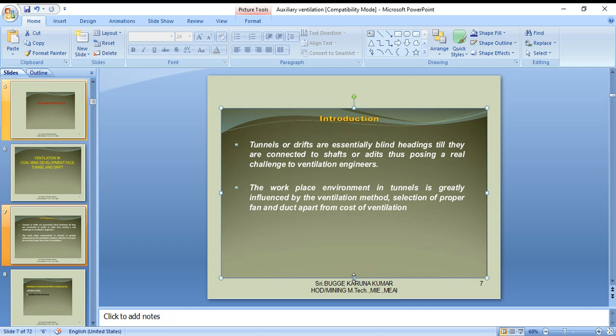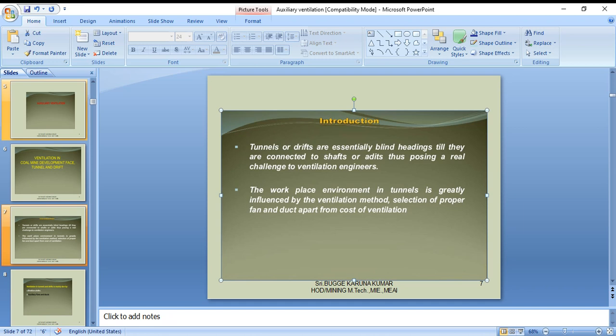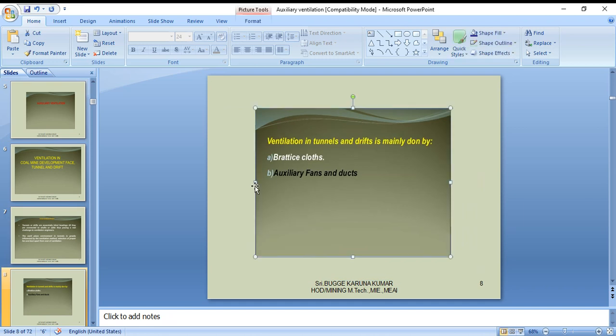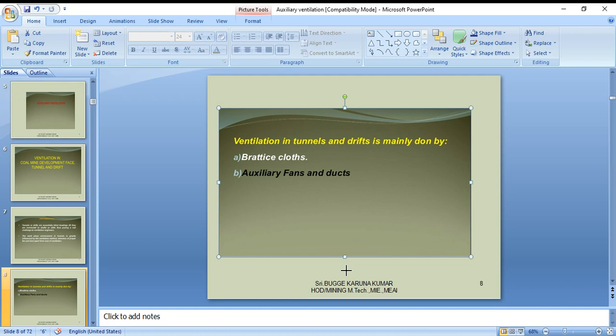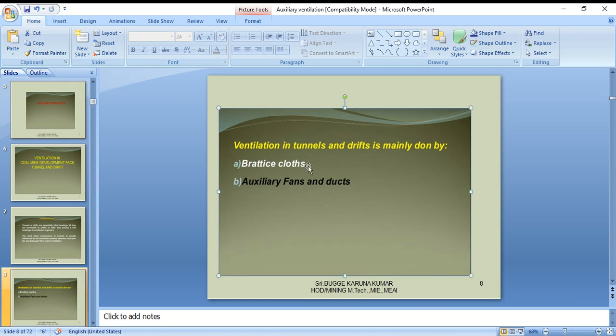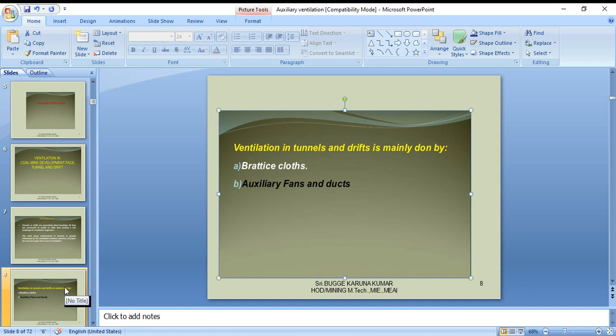The workplace environment is greatly influenced by the ventilation method. Selection of the proper fan is very important, and the duct, apart from the cost of the ventilation. So this is the major part of auxiliary ventilation. Ventilation in tunnels and drifts is mainly done by two practices: one is the brattice cloth methodology, and the other is the auxiliary fan and ducts. These two methods we apply to get effective ventilation in the blind headings.